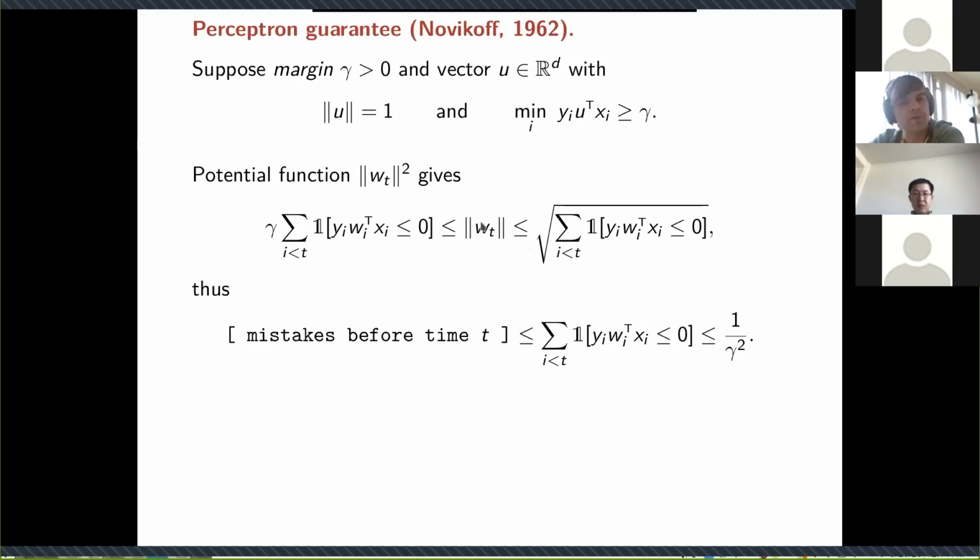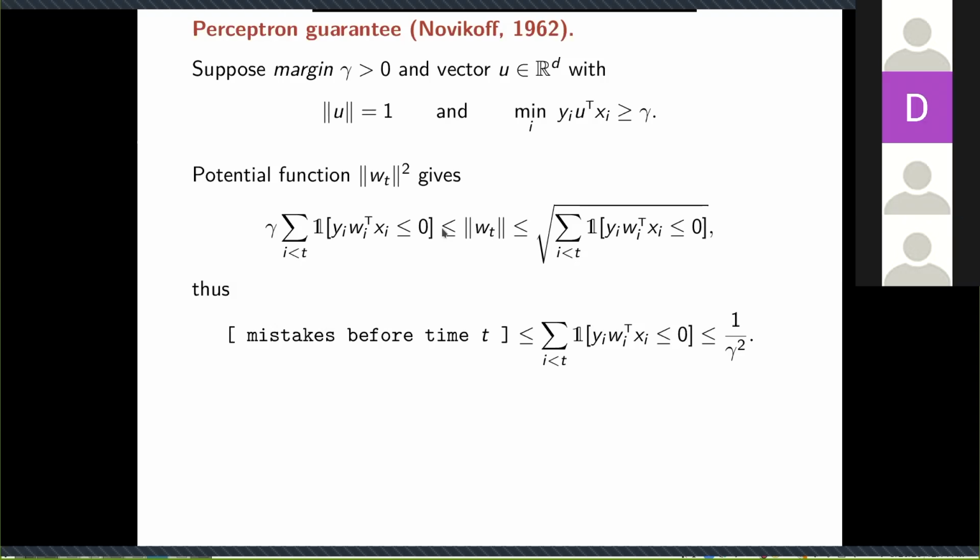Then you just drop and you rearrange the equation, and you get that this quantity we had here, which we can interpret as an upper bound of the number of mistakes before time t, is at most 1 over gamma squared.